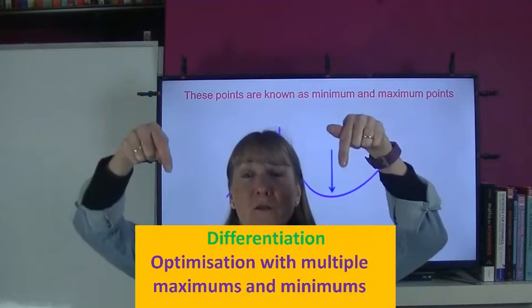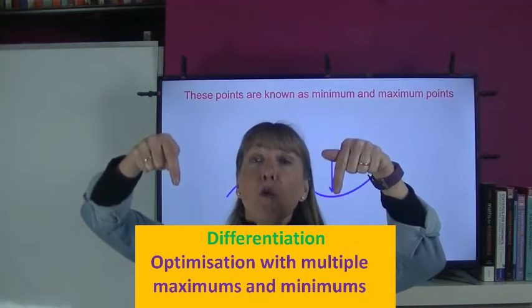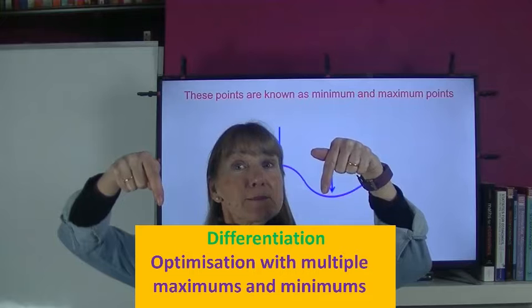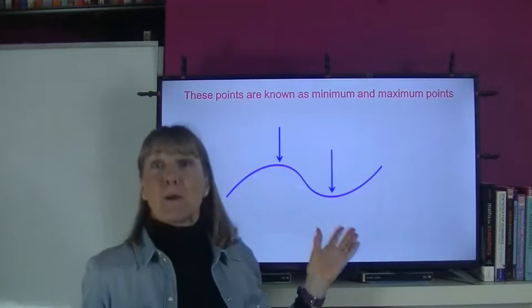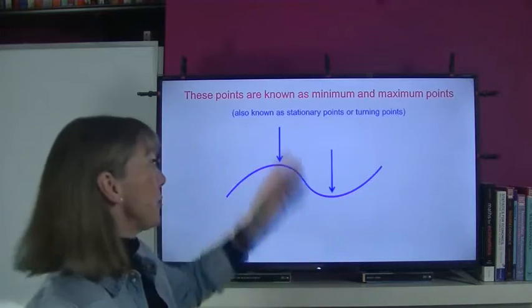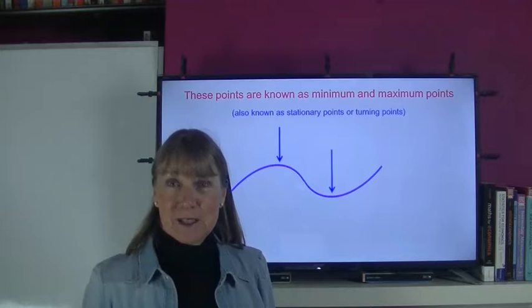Susie, and this is the one about optimising when there's more than one maximum or minimum point. So here's a maximum and minimum point, also known as stationary points and turning points.